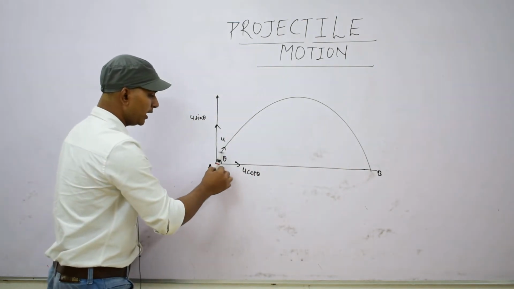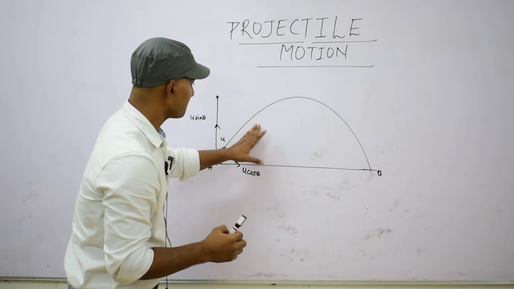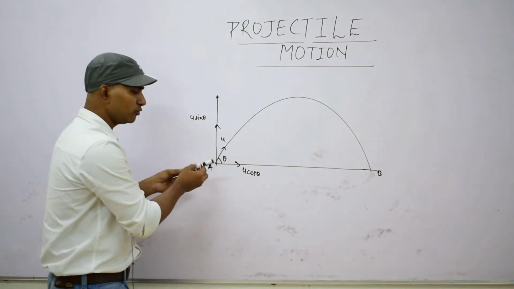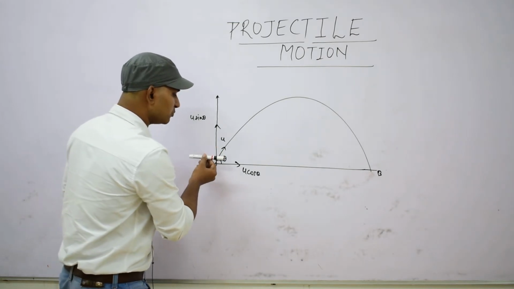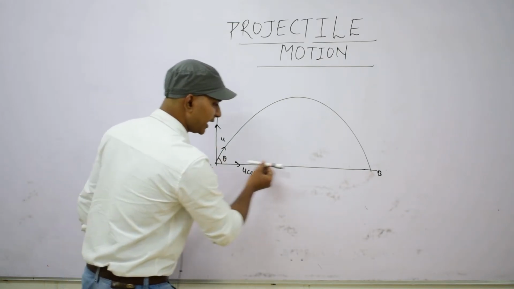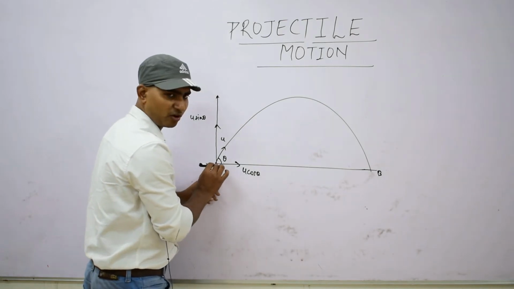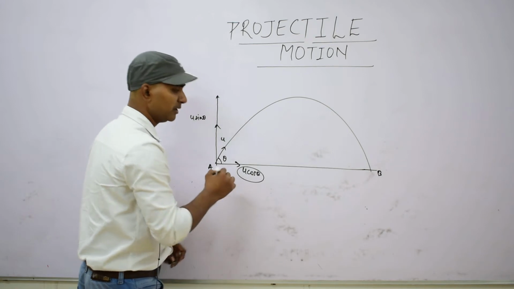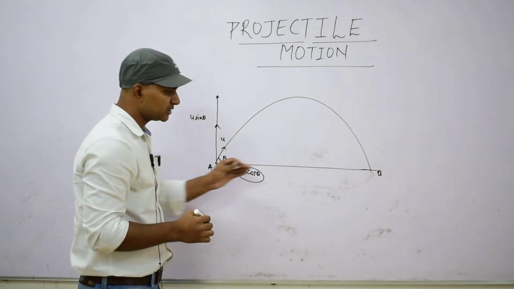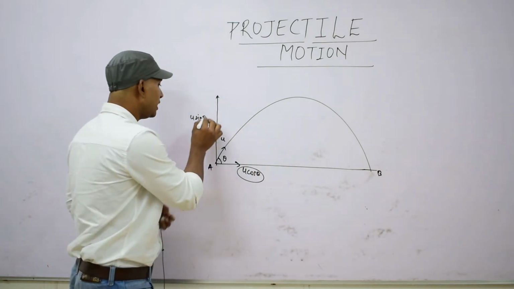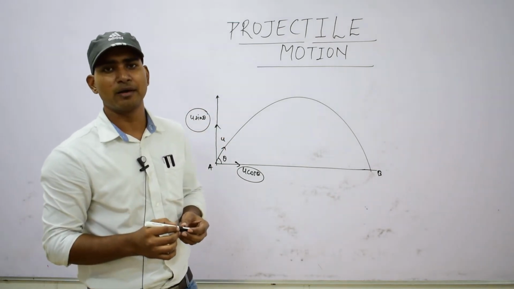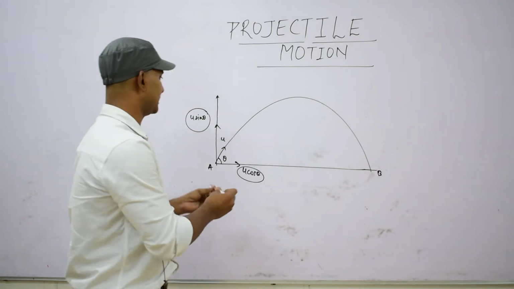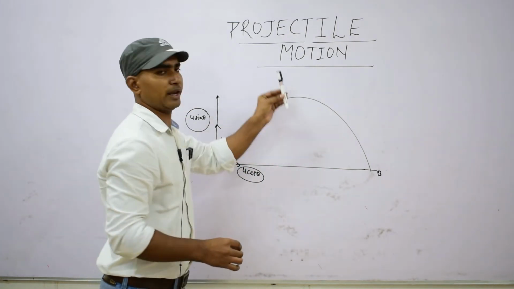In this particular motion, the object is moving like this. What is actually going on in this phenomenon, we have to understand. There is a velocity component u cos theta by which it is moving ahead in the right direction. That is why it is moving from point A to B due to the component u cos theta. By the help of u cos theta, it moves in a forward direction, and the u sin theta component is applied in the vertical direction. That is why it is moving in a vertical direction.